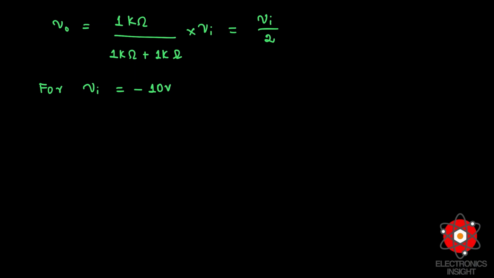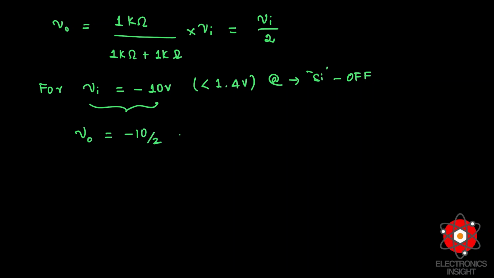So in this case we are going to consider that Vi is minus 10 volt, which is actually less than 1.4 volt. In this case only my silicon diode is in off state. So now substitute this Vi equal to minus 10 volt, you will get V0 equal to minus 10 by 2, which is equal to minus 5 volt.